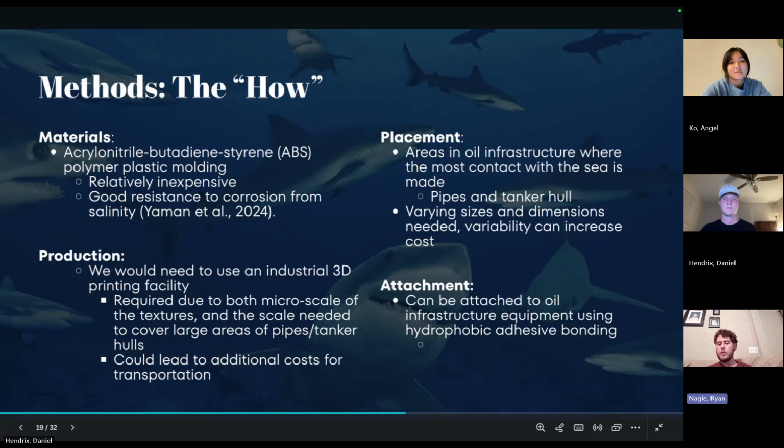And finally, as far as the attachment goes, the way we're going to be attaching this molding onto these pipes is we're going to use hydrophobic adhesive to mold the ABS around the pipes.